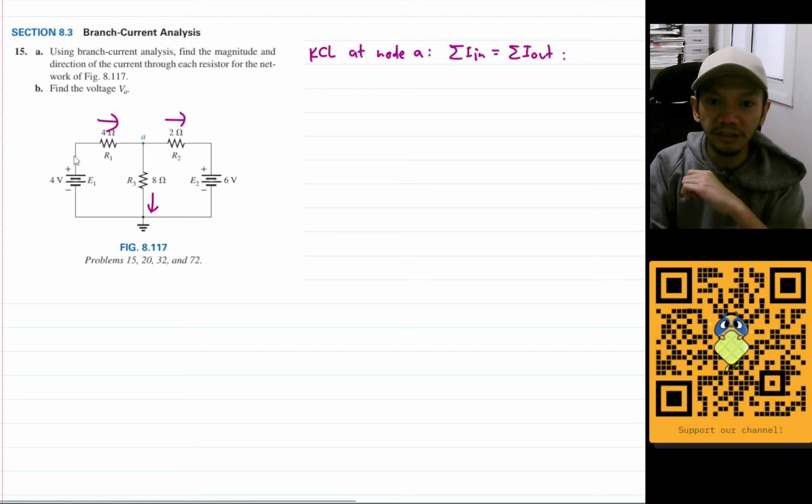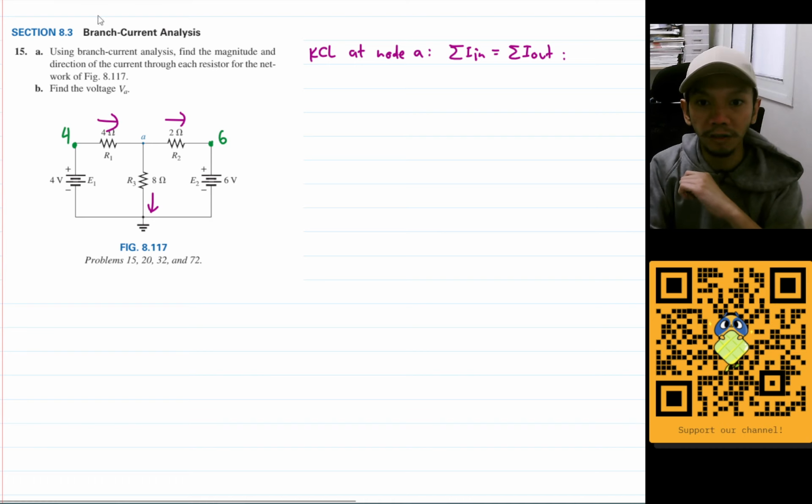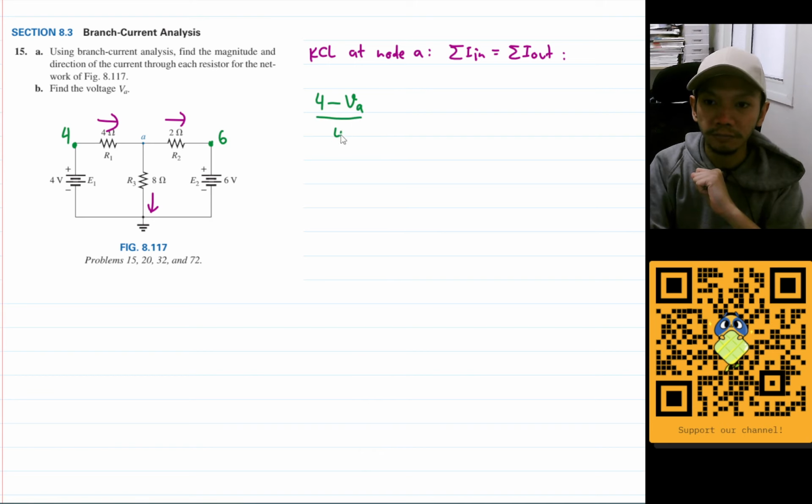The only current that goes in is from this current here. So we know that this node here is 4 volt from the ground. So this green node here is 4. And this one will be 6 volt from the ground. If we want to calculate this, we can use Ohm's law, which is the difference of the voltage divided by the resistance between them. So I will have 4 minus VA divided by 4, because the resistance between them is 4 ohm. And this is the only current that goes in. The other currents are going out.